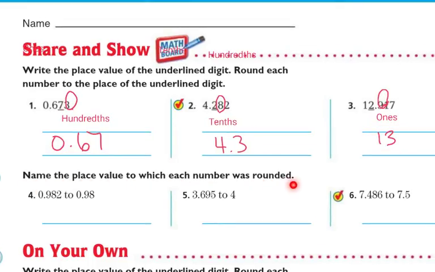Okay, so name the place value to which each number was rounded. So if I'm looking here, it looks like it's rounded to the hundredths position, right? Because the 8 is in the hundredths position. So I'm going to put hundredths. On the next one, it's rounded to the whole number, the ones position, right? Because that's what this is. So I'm taking this number and rounding it to the ones position. And then on the last one, I have 7.5 or 7 and 5/10. So I'm rounding to the tenths position because the 5 is in the tenths position.